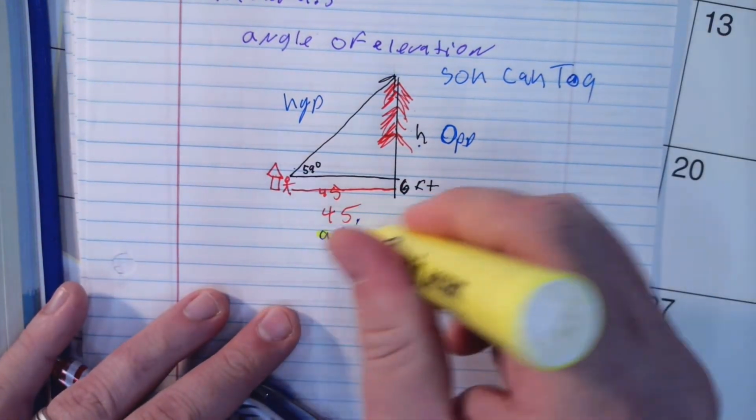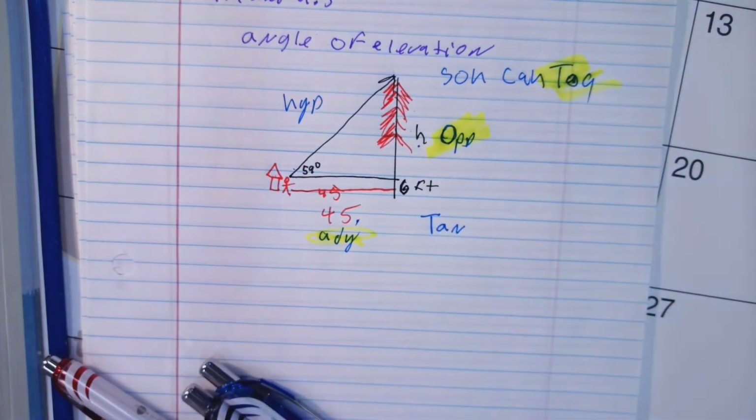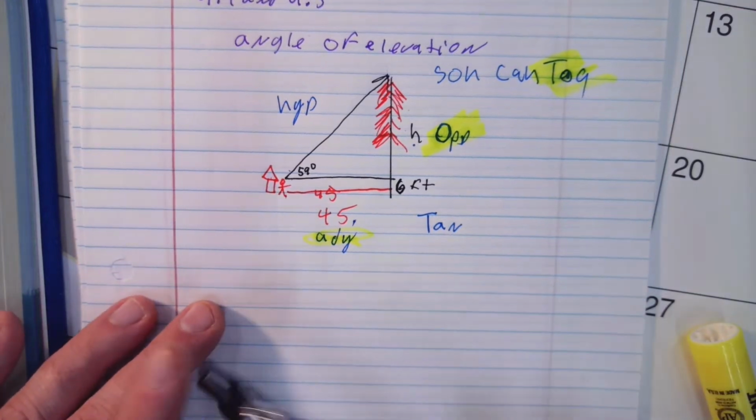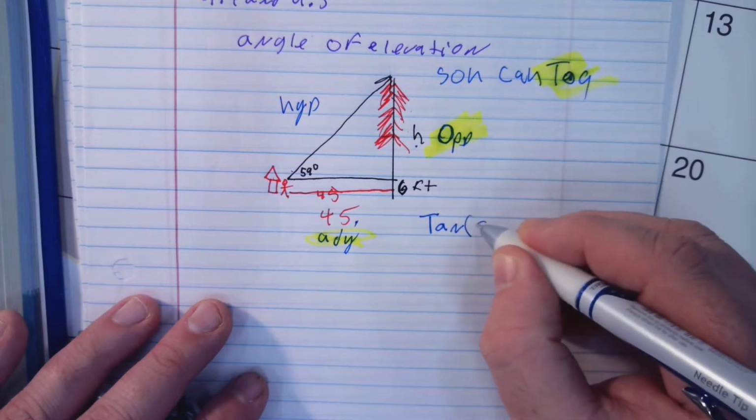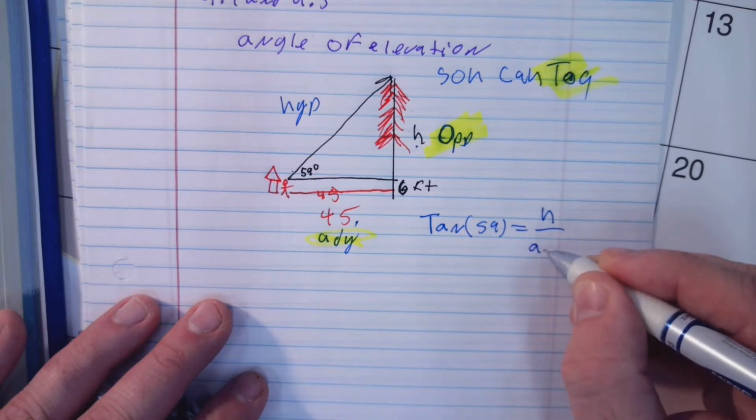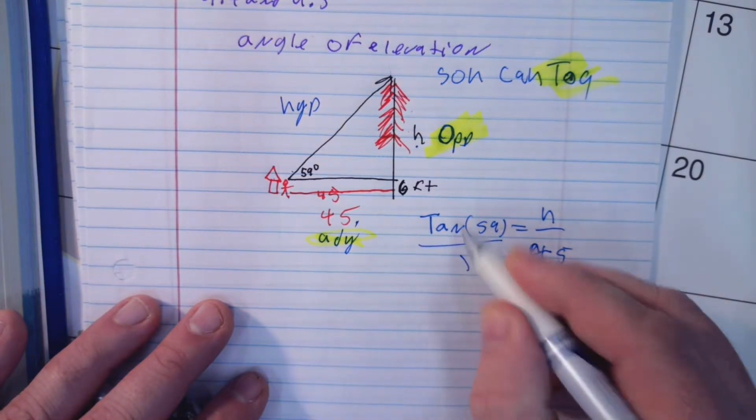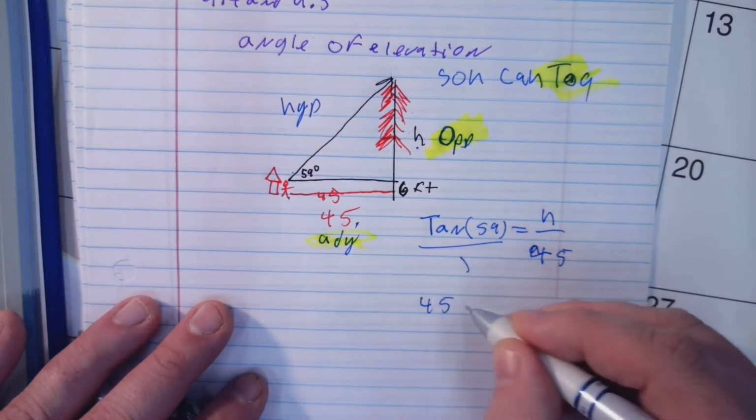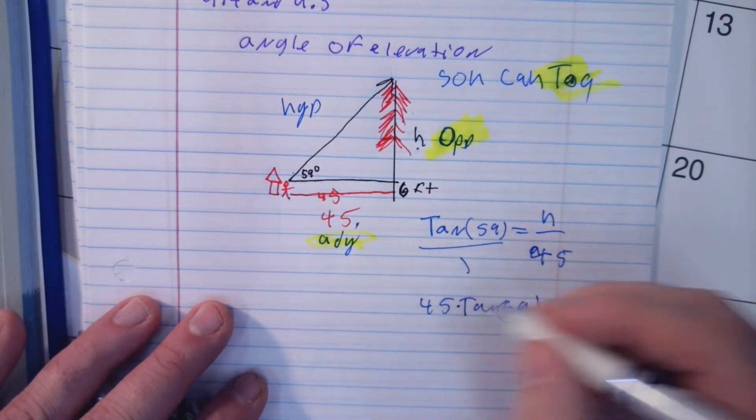I have an A and I have an O, right? Which one has an A and an O? TOA. That's what you got to study for the test, for big time. That's the hardest part. So what would that be? Opposite over adjacent, so that is tangent 59. Opposite is H. Adjacent is 45. Solve. Cross multiply. 45 times tangent 59 is going to equal my H.